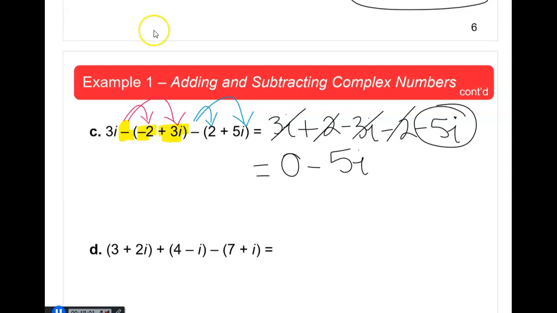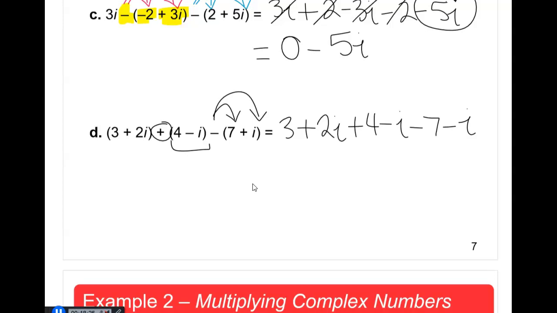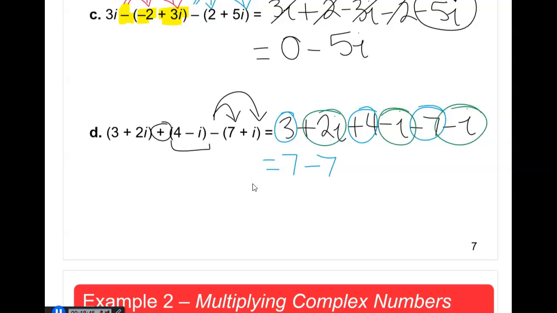Okay, next one, we have a combination of addition and subtraction here. So let's clear the parentheses first. 3 plus 2i. Then here we have a plus, so we can just clear parentheses without distributing anything or changing the signs of anything. So plus 4 minus i, just the same as inside the parentheses. Then we distribute the negative, and we will get minus 7 minus i. Now let's combine like terms. The real parts first. We have 3 plus 4, that is equal to 7, and then we have here a minus 7. Then we have 2i minus i minus i, so that will be plus 2i. Let's combine the two negative ones, so that will be minus 2i.